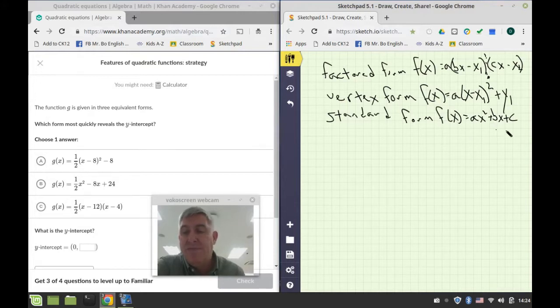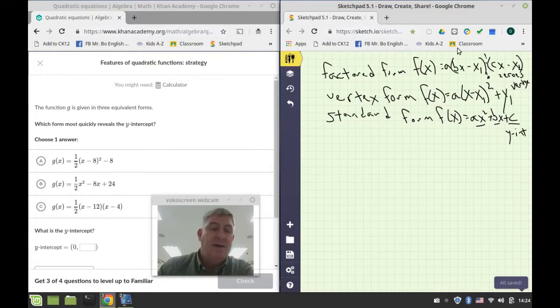And c tells us the y-intercept, because the y-intercept is when x is 0, and so these two terms go away and we're left with c. So c tells us the y-intercept, factored form tells us zeros or x-intercepts, and then the vertex form tells us all about the vertex.